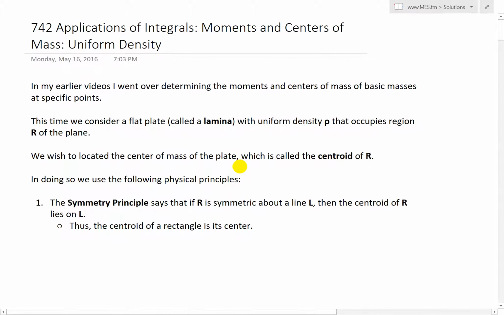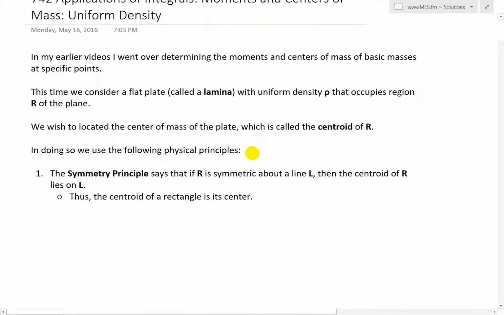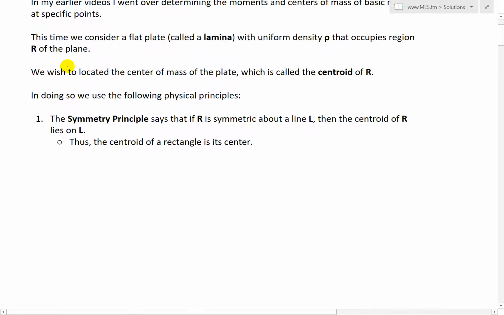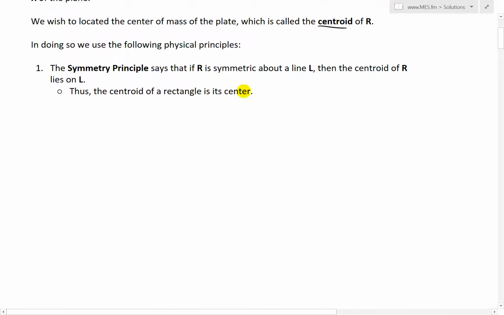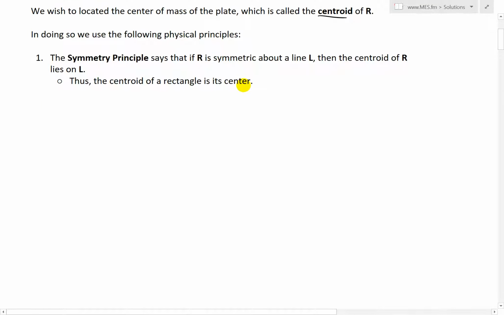Anyways, so basically it has a uniform density rho that occupies the region R of the plane. I'll draw this out later on in the video. And we wish to locate the center of mass of the plate, which is called the centroid of R. And in doing so, we use the following physical principles. The first principle is the symmetry principle, which says that if R is symmetric about a line L, then the centroid of R lies on L.